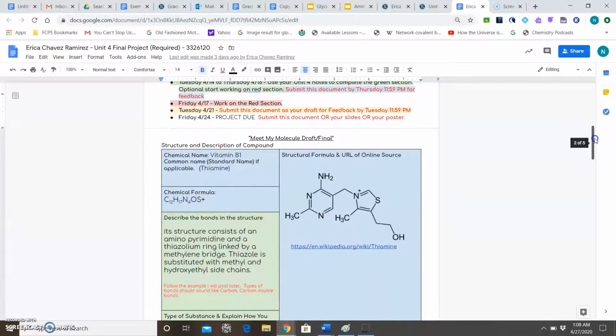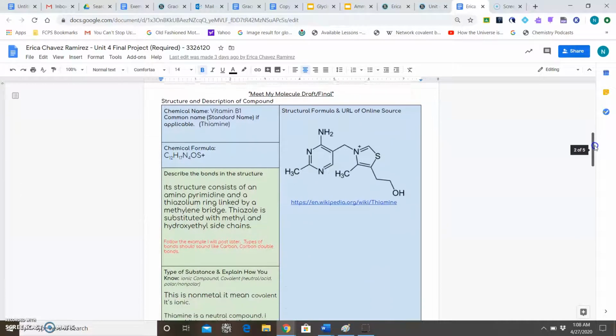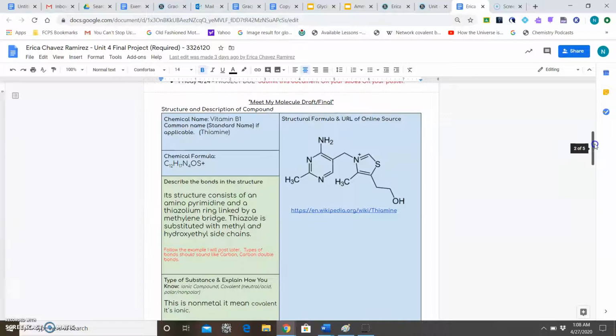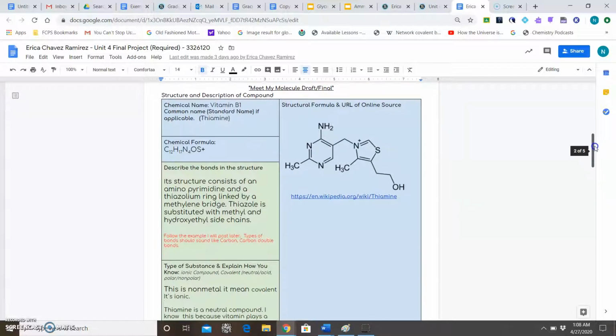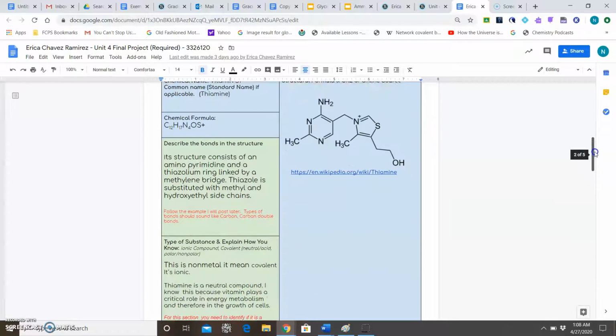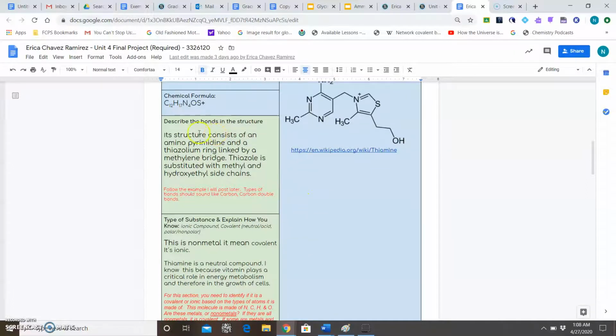Hi, Erica. I just wanted to go over your project with you because I noticed that you worked really hard at it, and that's awesome. I'm really impressed. But I just want to be clear about what the expectations are and what you need to correct. The first thing is describing the bonds of the structure.